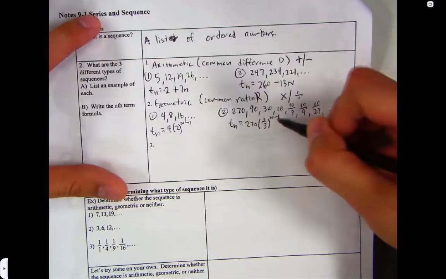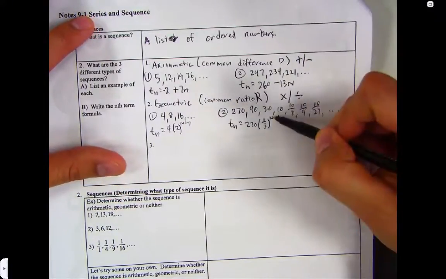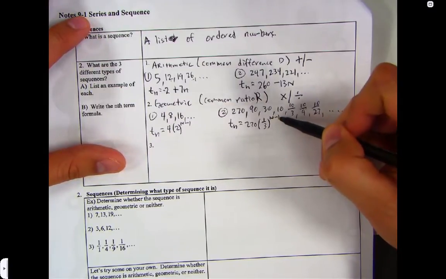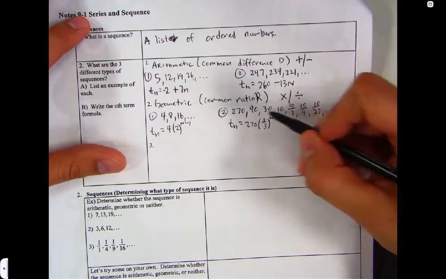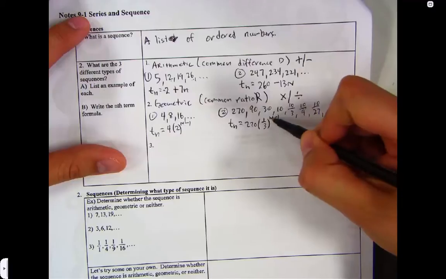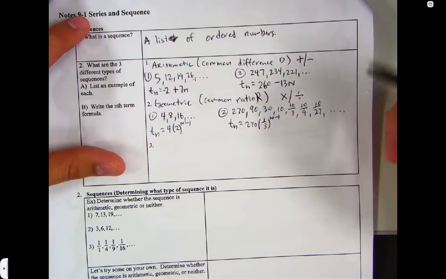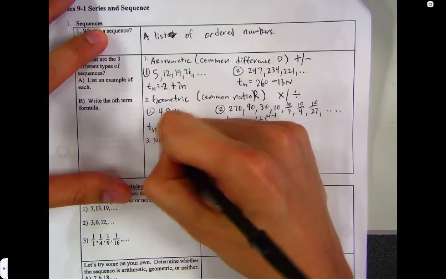What does n represent? Whichever term you're talking about. Say I want the first term. I'll plug in 1. 1 minus 1 is 0. 1/3 to the 0 is 1. 1 times 270 is 270. Okay, say I wanted the second term. Plug in 2. 2 minus 1 is 1. A third to the 1 is a third. A third of 270 is 90. Okay, are we good? And the last sequence is neither.